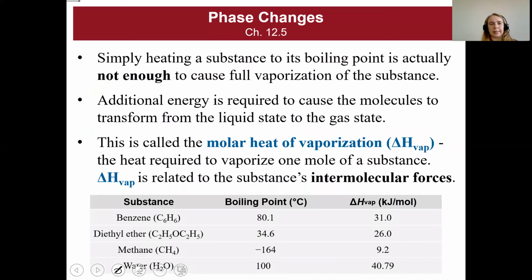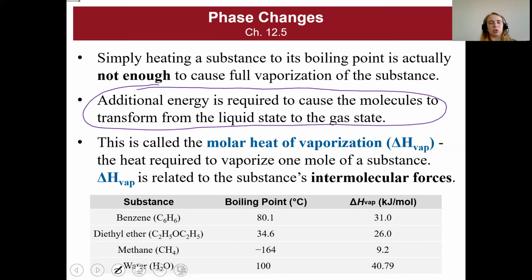So, like I said, or at least what I hinted at, simply heating a substance to its boiling point is actually not enough to cause full vaporization of the substance. If you just heat your water up to 100 degrees Celsius, that won't actually be enough for all of it to boil, for all of it to vaporize. You need additional energy. Additional energy is required to cause the molecules to transform from the liquid state to the gas state. And that energy is called the molar heat of vaporization, or delta H vaporization.